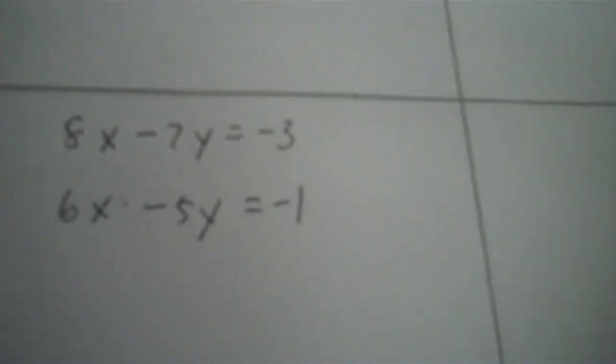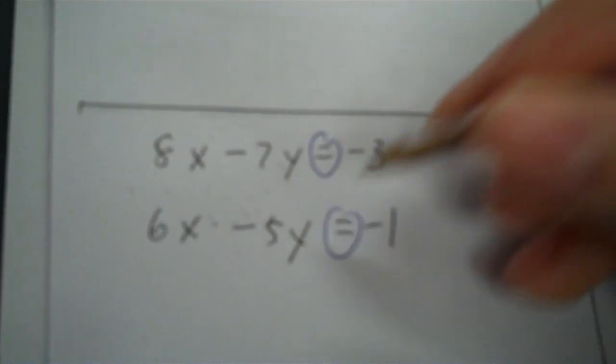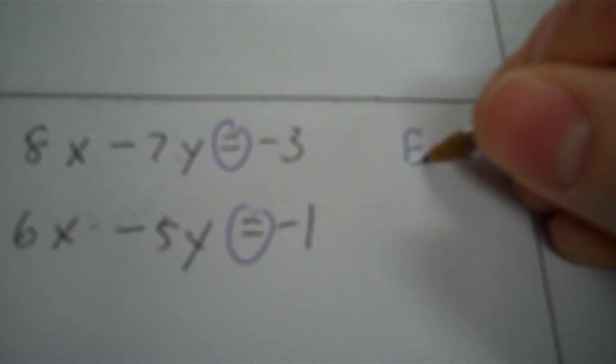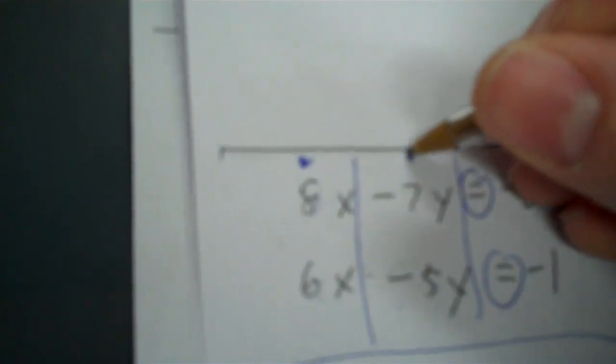Okay. 8x minus 7y equals negative 3, and then 6x minus 5y equals negative 1. So you have to use the elimination method. You do not have a variable by itself. Okay, so I draw my columns. That's not going to be the same. There's no way to get that the same unless you multiply, so you're multiplying.